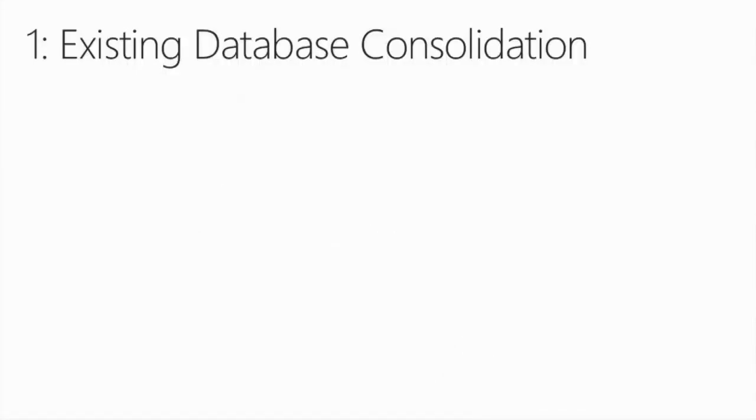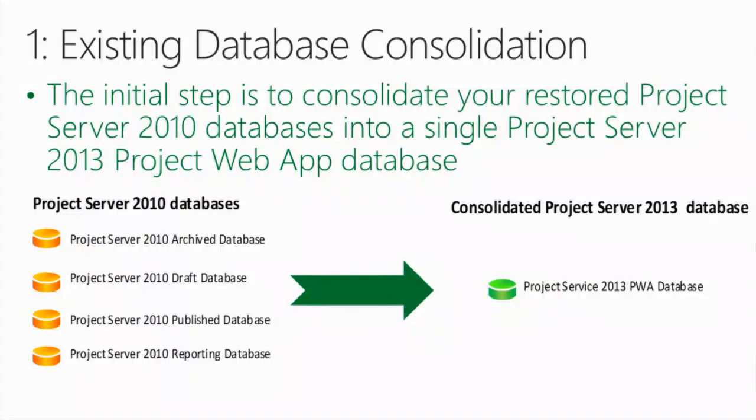So first one is our existing database consolidation. This is when we consolidate our 4. We don't have to worry about a content database. Remember, we took care of the content database in the previous 6 steps. Right now, we're going to concentrate on our Project Server databases. There are 4 Project Server databases: your archive, draft, published, and reporting. They all go away. You just have one database in 2013. It's no longer called a Project Server database, though. It's called a Project Service database in 2013, not a Project Server database anymore.